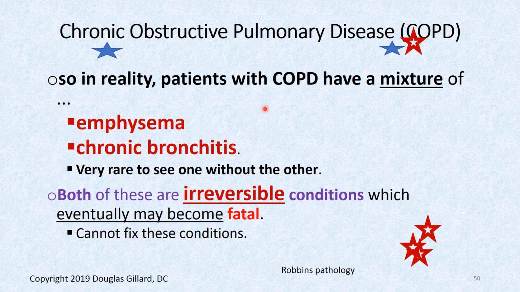In reality, with patients with COPD, I want to say it's almost impossible to have pure emphysema. There's always a mixture of emphysema. There's always some chronic bronchitis. You could be emphysema heavy, you could be chronic bronchitis heavy, but there always seems to be a mix of these two. That's why they clumped them under the term COPD. Very rare to see one all by itself.